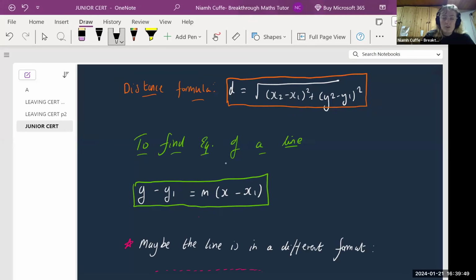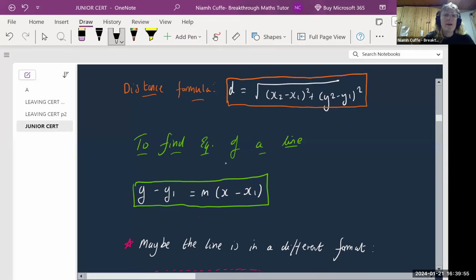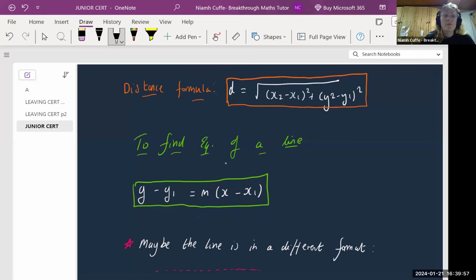The formula to find the equation of a line is y minus y1 equals m(x minus x1). What did I say m stood for? Aoife, do you remember what I said m stood for? Slope. It was slope, exactly. Well done, guys. Now, guys, x1, y1 is just some point that's on the graph.